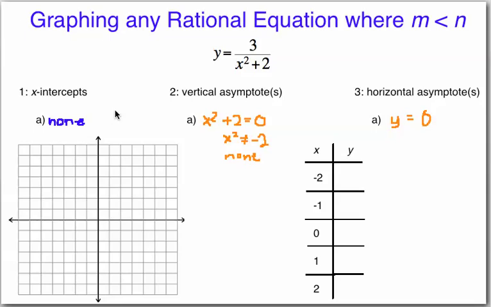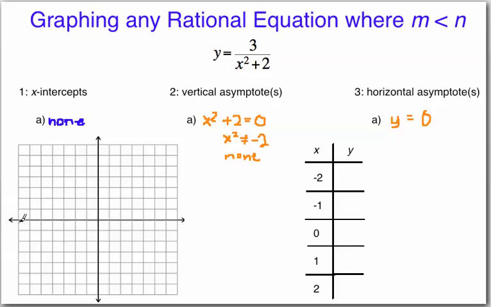Okay, so this is from the previous example where we looked at how to analyze these equations. So remember, the x-intercepts are where the numerator equals 0, and since 3 never equals 0, that means there are no x-intercepts. The vertical asymptote is where the denominator equals 0, and again, here we have x squared plus 2. If that was equal to 0, if you subtracted 2 from both sides, you'd end up with x squared equals negative 2, but that can't be true because nothing squared can equal a negative number. So there's also no vertical asymptote. And any equation where m is less than n has a horizontal asymptote of y equals 0. And y equals 0 is the x-axis, okay?